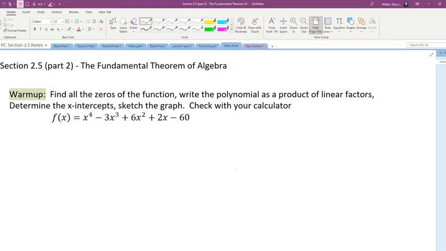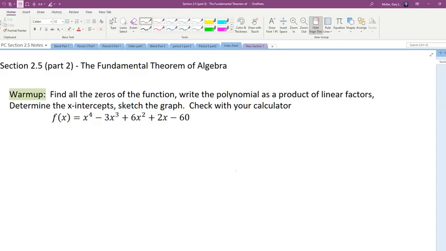So on our first question here, our warm-up, we're just going to practice what we've been doing. So find all the zeros, write the polynomial as a product of linear factors, and then determine all the things we need to know, like x-intercepts and y-intercepts, and provide a sketch of the graph.